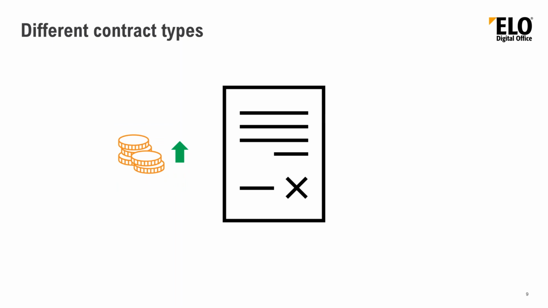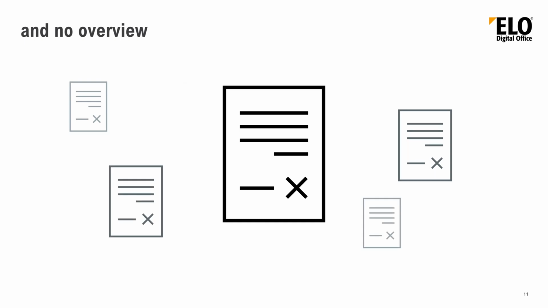And then we have contracts which bring us money and contracts which cost us money. So those are some of the different contract types which you have in your company. But the main thing why you should use a contract management solution is you don't have an overview of the contracts in your company. So there are many contracts in every company, and nobody has an overview without some sort of contract management.